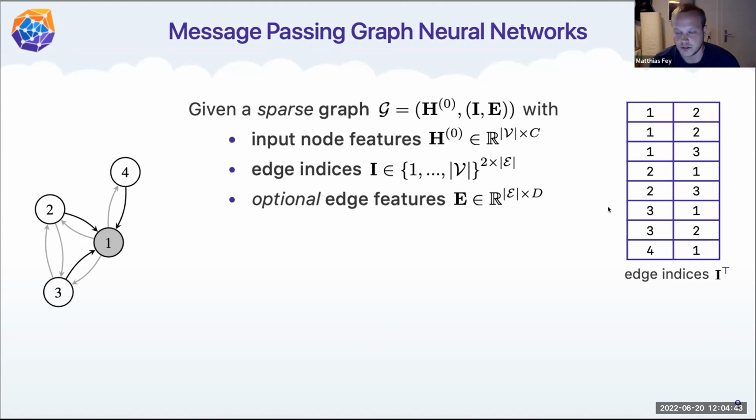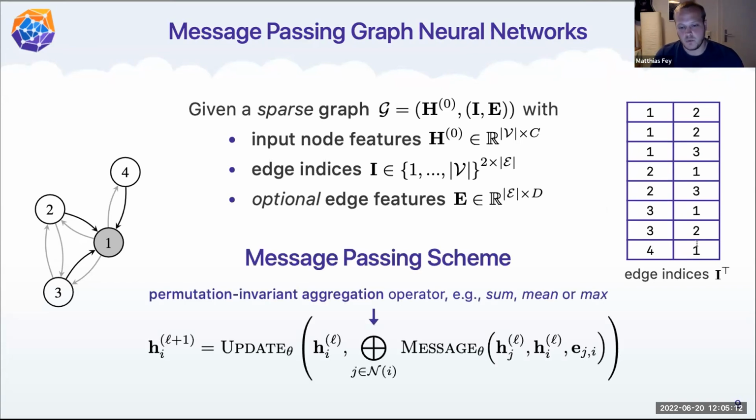So we have our source node in the first column, and then we have our destination node indices in the second column. Importantly, we transpose this edge index representation here to have contiguous access to source and destination node indices. And optionally, we also allow edge features and many more attributes depending on the GNN layer and architecture.